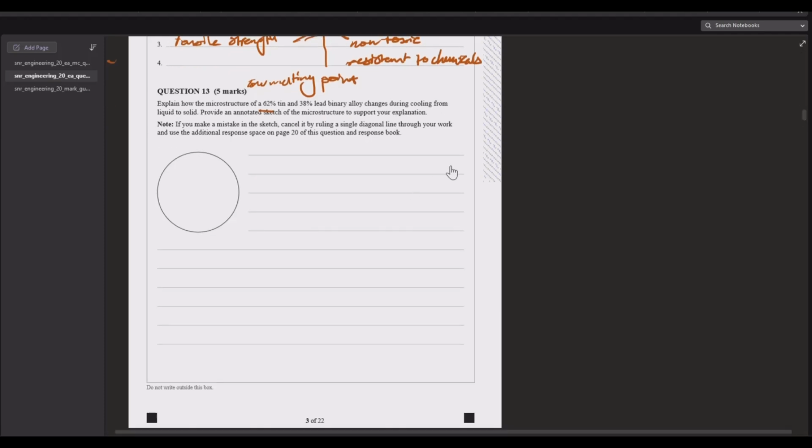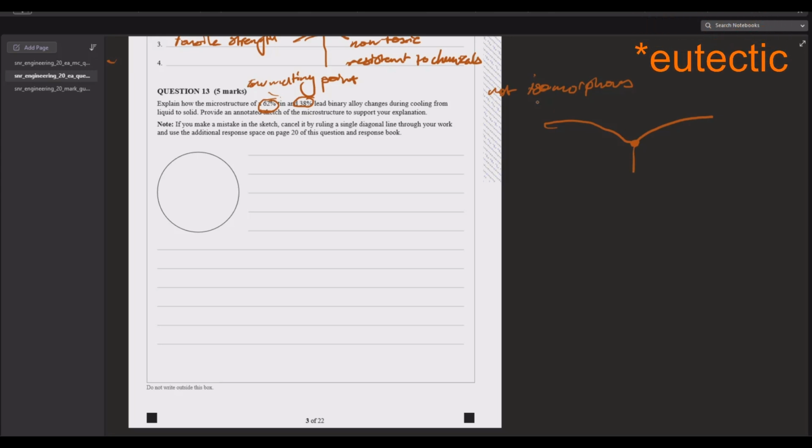So this question, I feel like it draws too much, because it is a niche thing that it's asking for. You're supposed to know that, first of all, tin and lead are not isomorphous, but also, this specific combination of 62% tin and 38% lead, on the phase diagram, is the eutectoid point. So that's going to be the point where both phases uniformly solidify all at the same time.